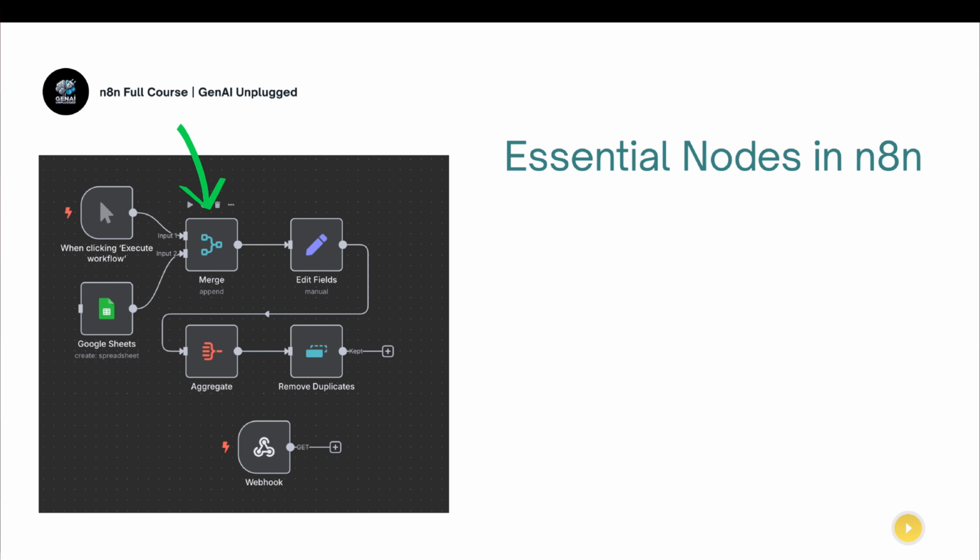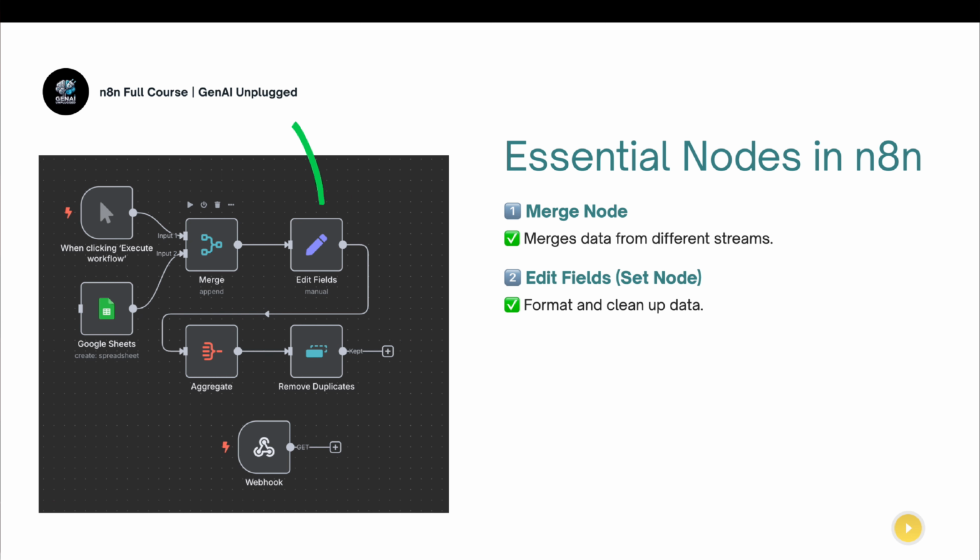The first one will be the merge node, and we will see how this node helps us merge data from different streams. The second node that we are going to deep dive into is edit fields, also called the set node, where we will see how you can format or clean up the data that is coming from an incoming node or an input node, and how you can output a much more formatted, much more cleaned up version of the data. The third node we will look at is the aggregate node, which will help you combine multiple items into a single item.